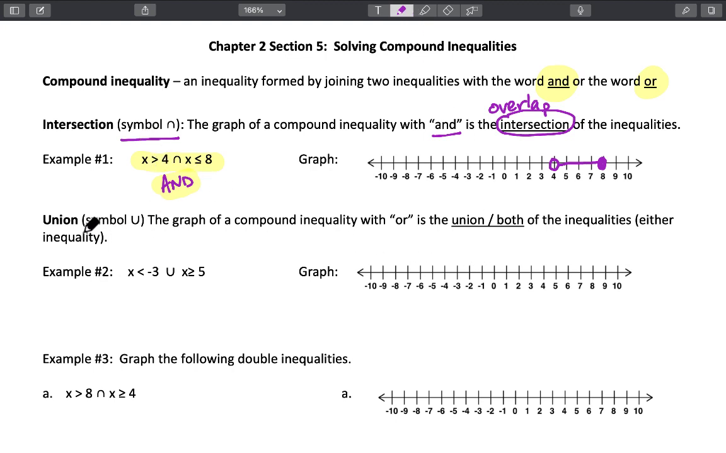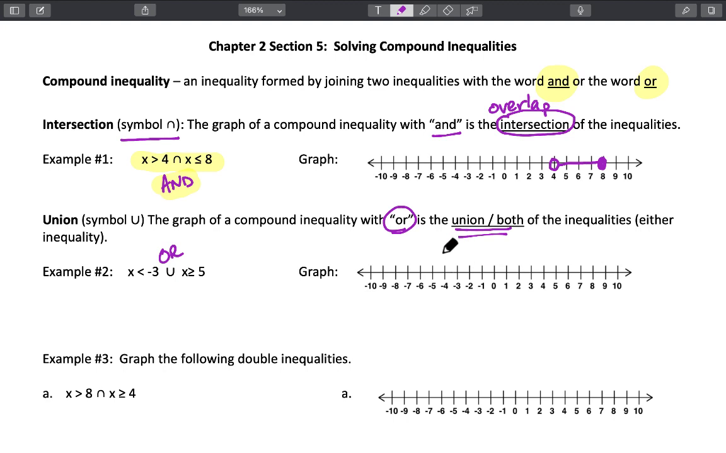Let's take a look at a graph of a union symbol, or two inequalities that are joined by the word "or." So the graph of a compound inequality with "or," the union, also known as the "both of these," is the graph of both inequalities at the same time. So example 2 shows the union of all the x's less than -3 or all the x's greater than or equal to 5. So let's start off by graphing these two right away.